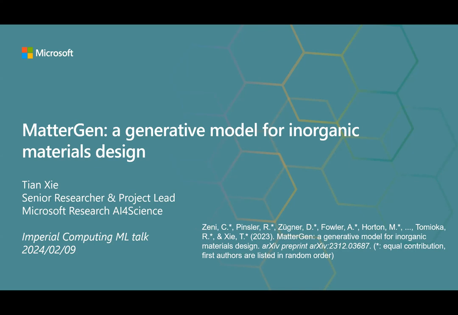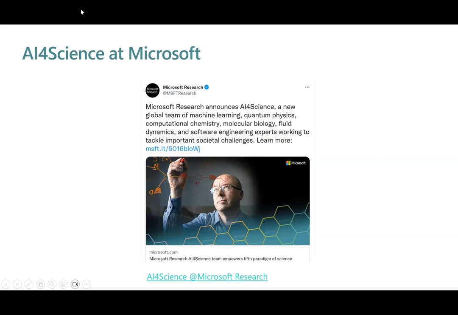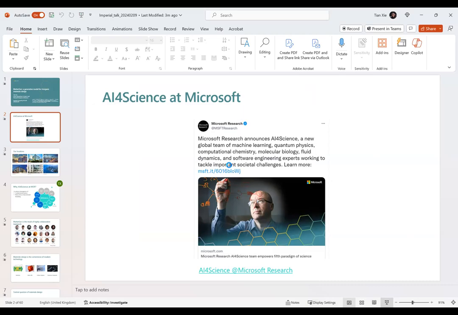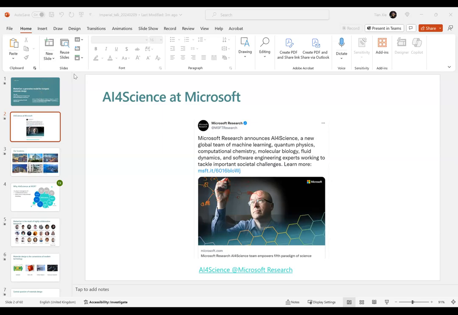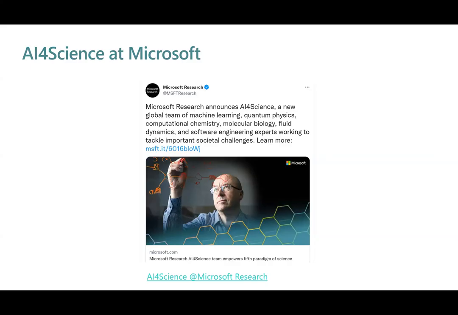How do I just get rid of this presenter mode? Display settings, yeah. There is this display settings at the top. Duplicate. Hey, that works. Nice.